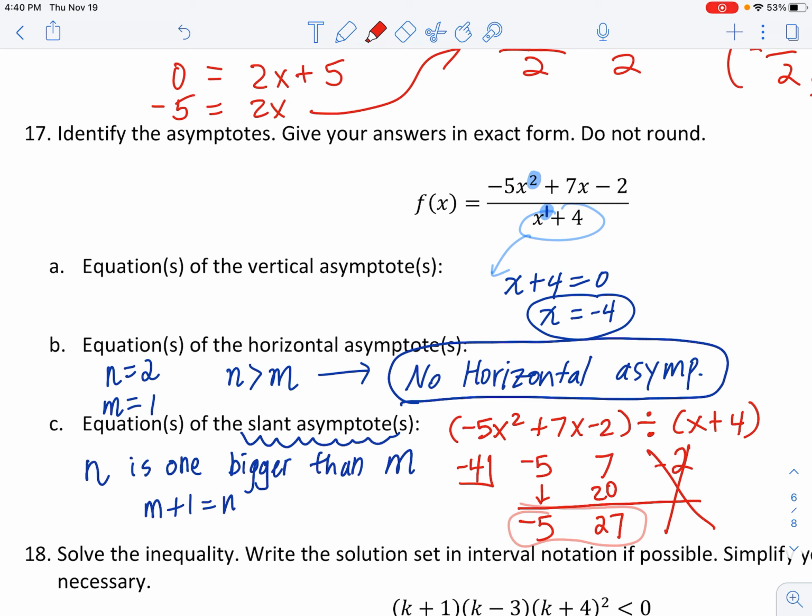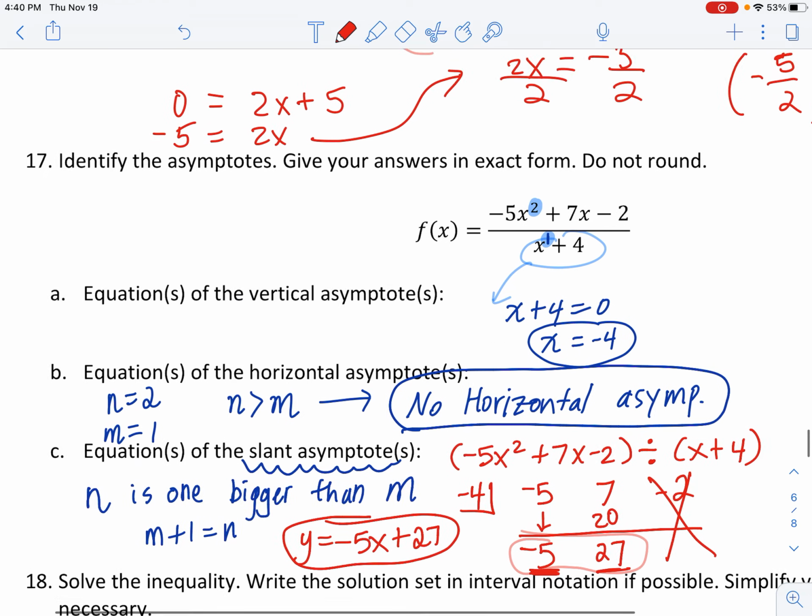So let's write down the equation. The slant asymptote is at y equals, now remember we divided x squared by x to the first power, right? So the quotient will have a degree 1. It's going to be a linear function. So it's going to be -5x, and then this 27 is just a constant. So that is how you can find the slant asymptote of a function.